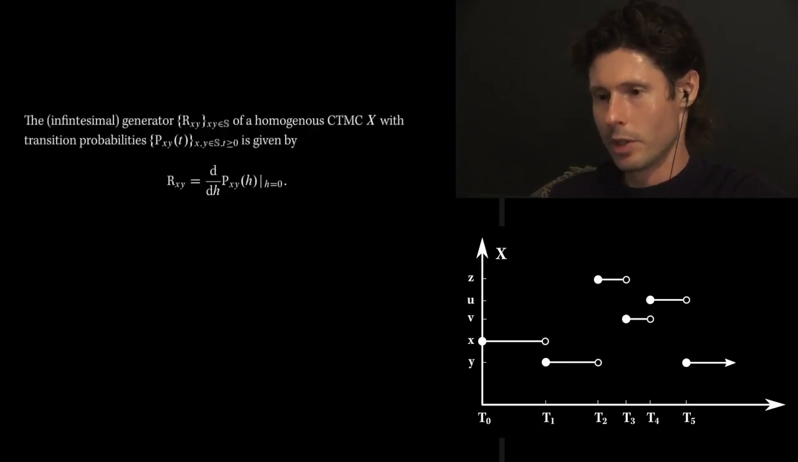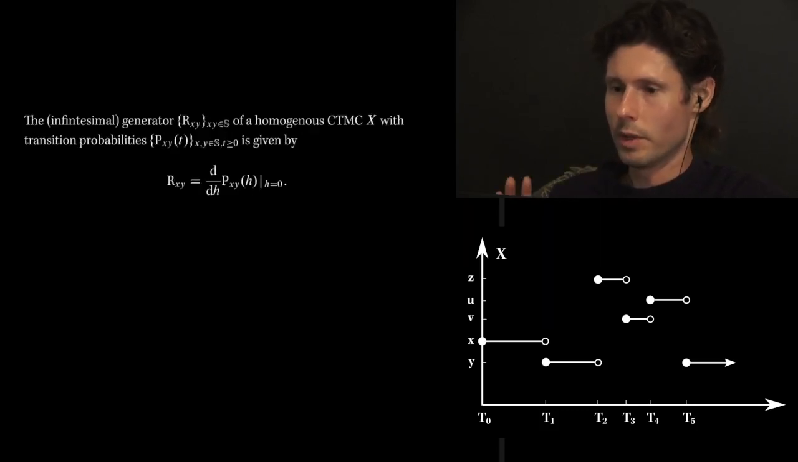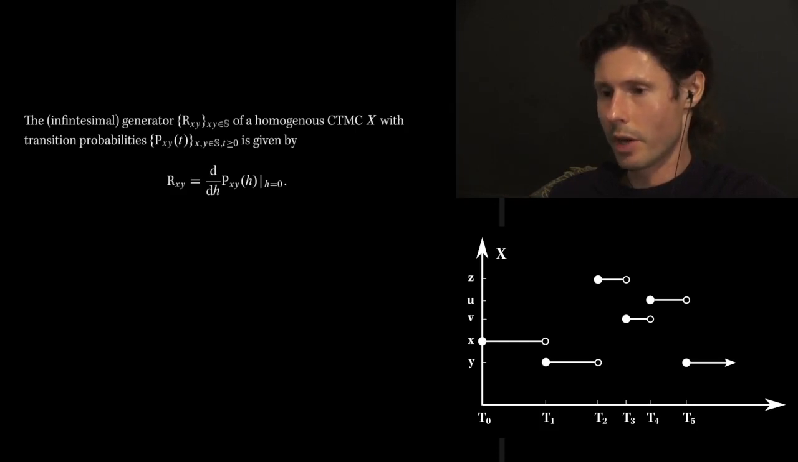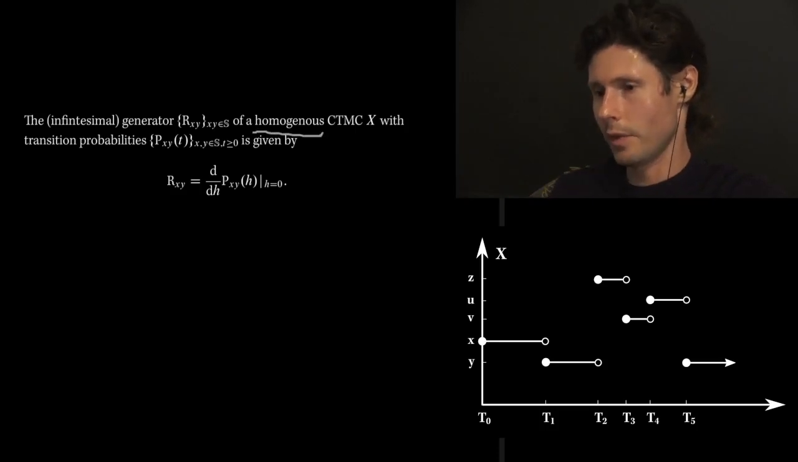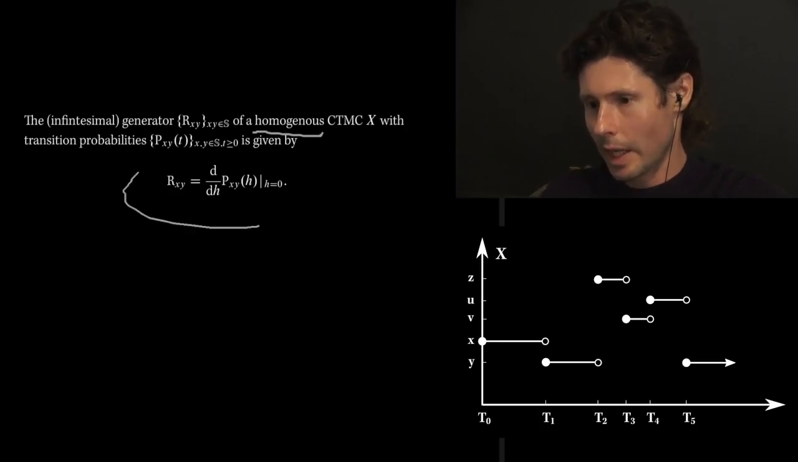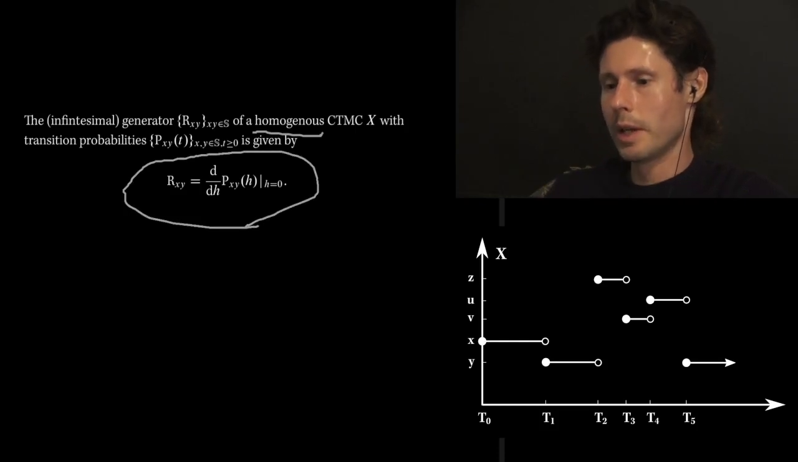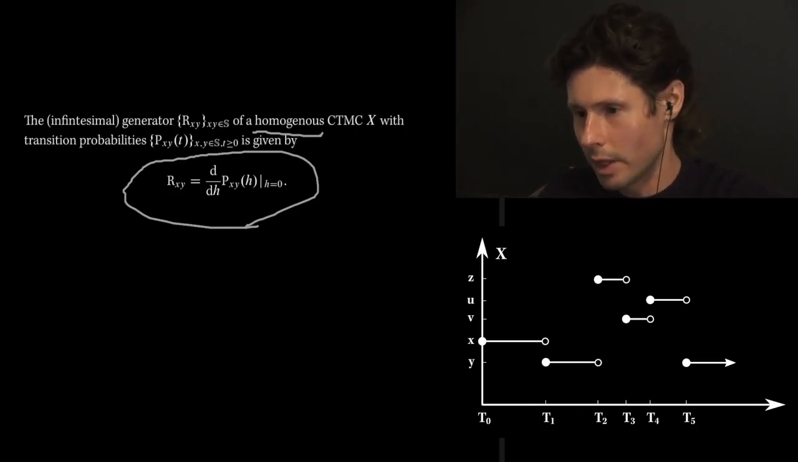But for now, just to give you the definition, the first thing you need to think of as soon as you hear the word generator for a continuous time Markov chain, and by the way, this is for a homogeneous Markov chain, is that it's just the derivative of the transition probability. So we have these transition probabilities for all states and all times. We're going to take the derivative and evaluate the derivative at 0.